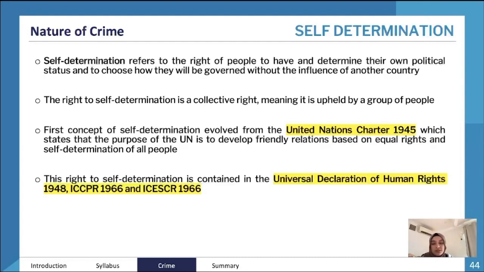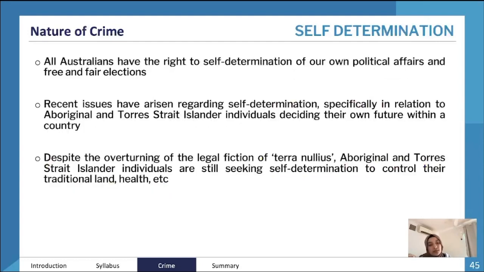The first concept of self-determination evolved from the UN Charter of 1945, which states that the purpose of the UN is to develop friendly relations based on equal rights and self-determination of all people. So this is held within the UN, the UDHR, and then within domestic legislation under the ICCPR and the ICESCR. All Australians have the right to self-determination of our own political affairs, so we have free and fair elections.